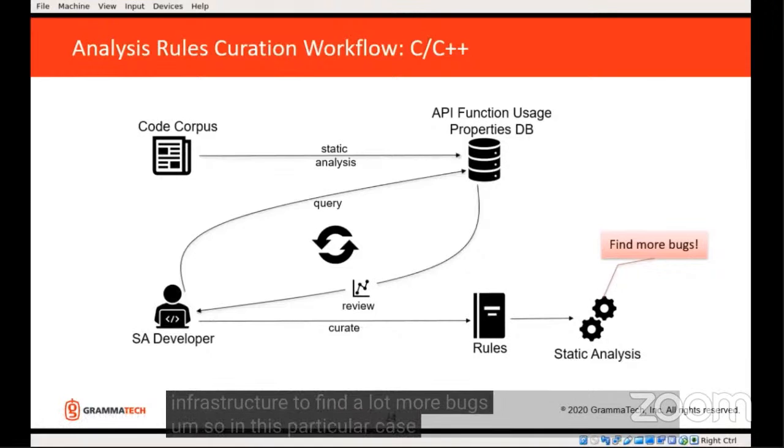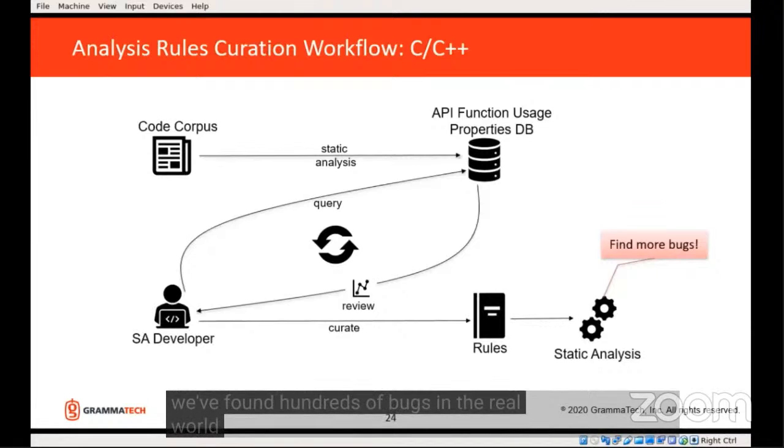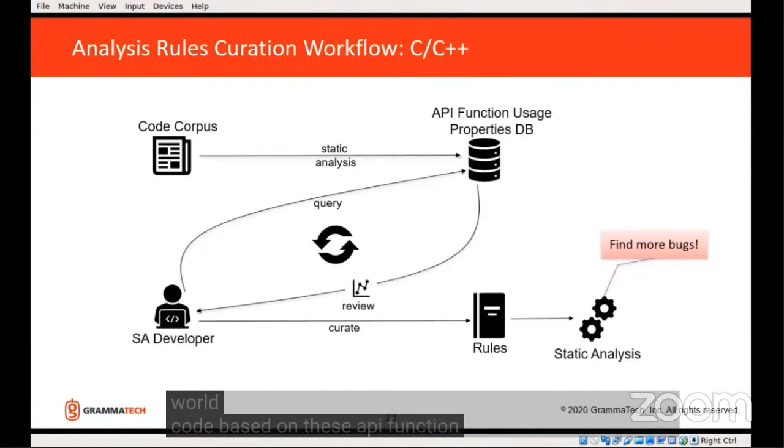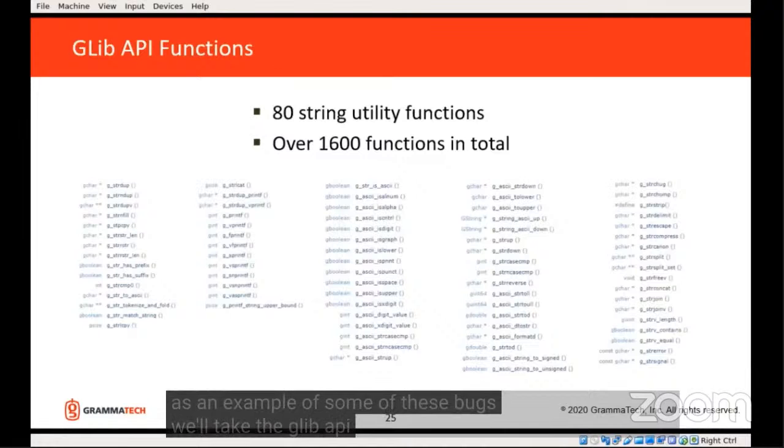In this particular case, we were able to produce such return value check rules for over 1,500 API functions, which is now in production in CodeSonar, and a subset of these are also part of the Clang-Tidy open source checker. And we found hundreds of bugs in real world code based on these API function checkers. As an example of some of these bugs, we'll take the glib API library.